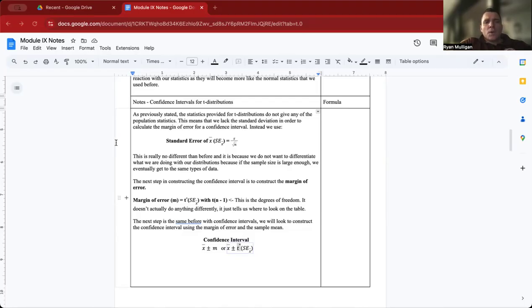Why am I not going to the bottom row? This is based on confidence levels. That's only for confidence intervals, okay? Instead, I'm going to go to the 14, and then I'm going to go right until I see something that relates to that 2.32.